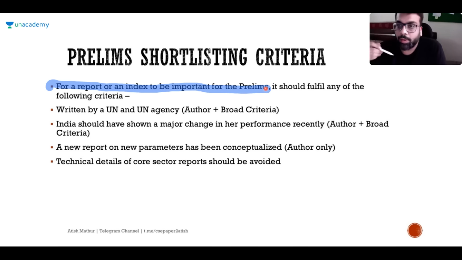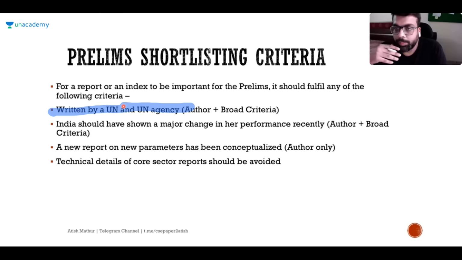Now, how have I come up with the criteria? A simple analysis of the last past year papers, and I've cross-referenced the last past year papers with developments in current affairs. Okay, so the criteria is: first, it should be written by a UN or a UN related agency.